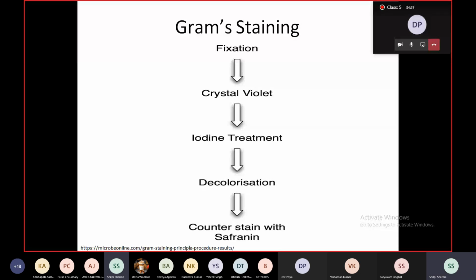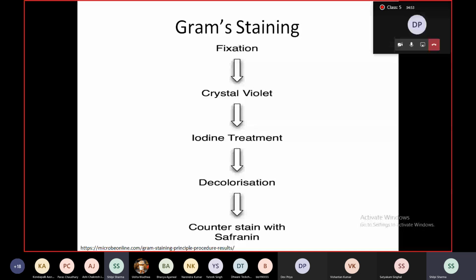Here, the bacterial cells are first fixed onto slides and then treated with the primary stain, which is crystal violet. Then they are treated with iodine, which serves as a mordant. So it complexes with the primary stain. This is followed by decolorization using either ethanol or a mixture of ethanol and acetone. And finally, there is a treatment with the counter stain, that is safranin.